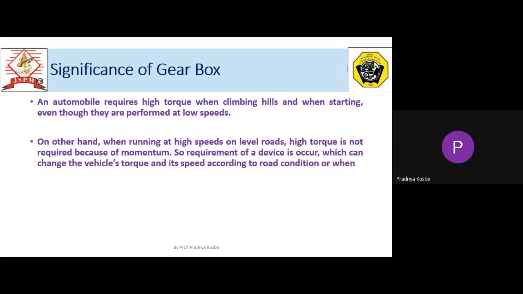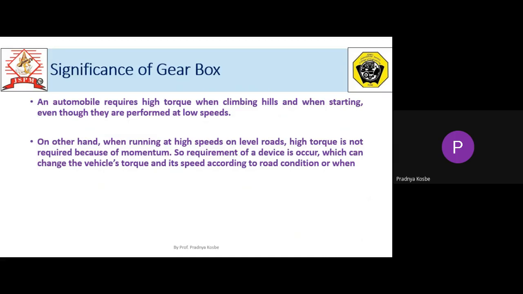But before starting the design of a spur gear, we'll see the significance of the gearbox and the main components in a gearbox. So, significance of the gearbox: mainly a gearbox is required because in an automobile, high torque is necessary when climbing hills and when starting, even though they are operating at low speeds.